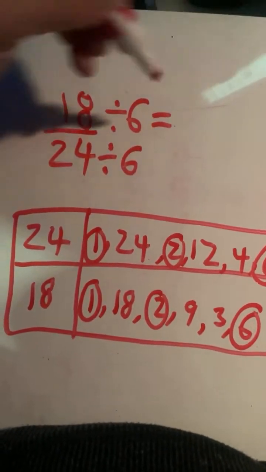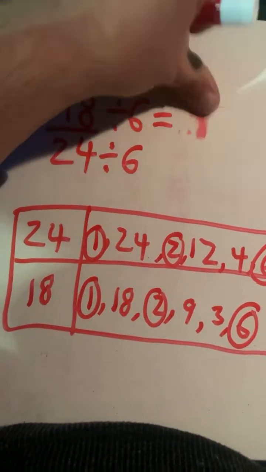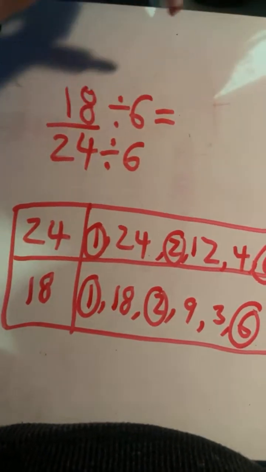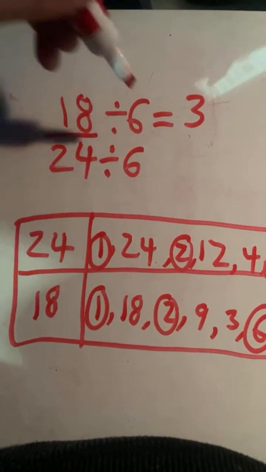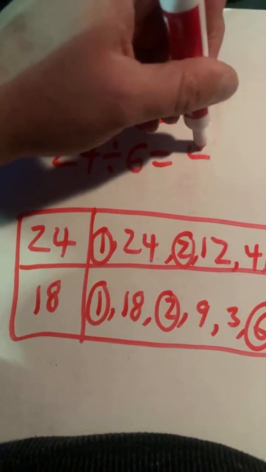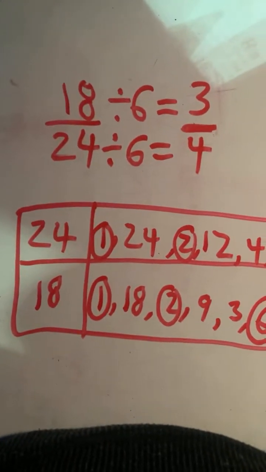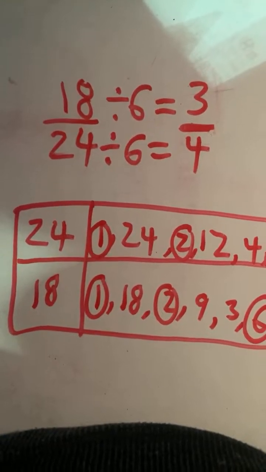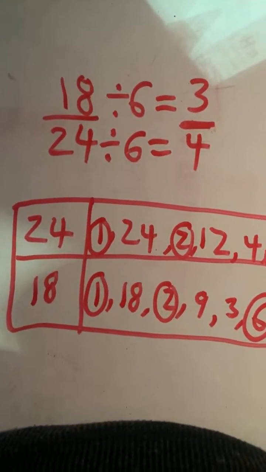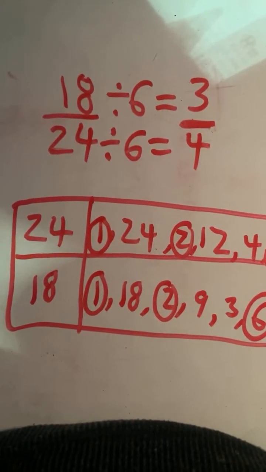18 divided by 6 equals 3. Again, I got to make my numbers a little neater. Neatness matters. And 24 divided by 6 equals 4. And we have our final answer, 18/24 reduced to lowest terms equals 3/4.